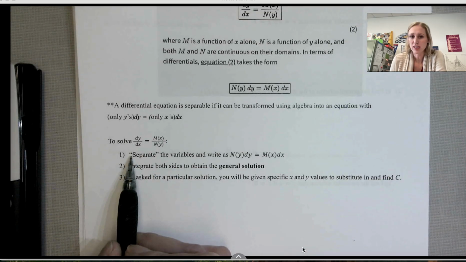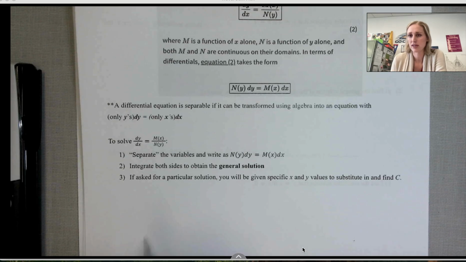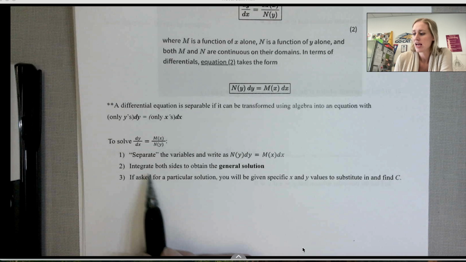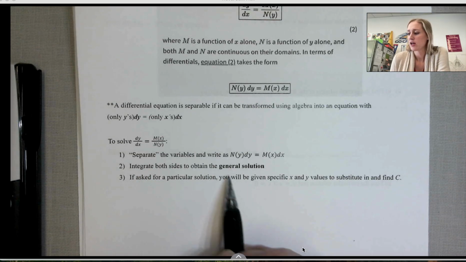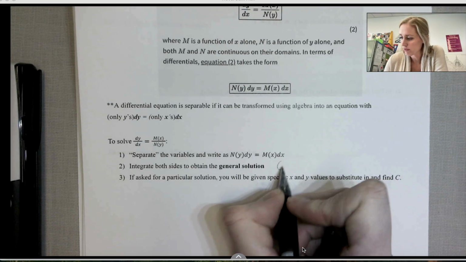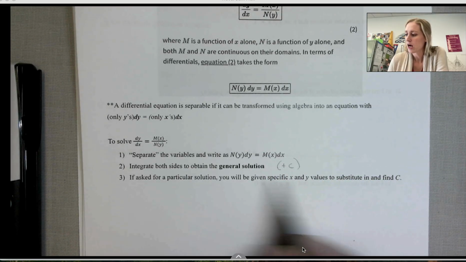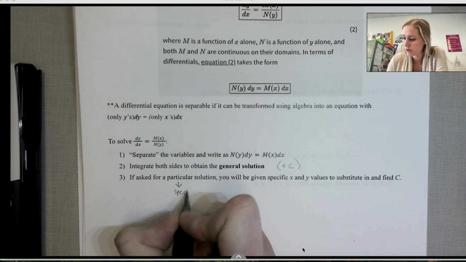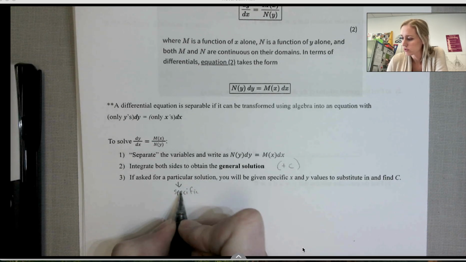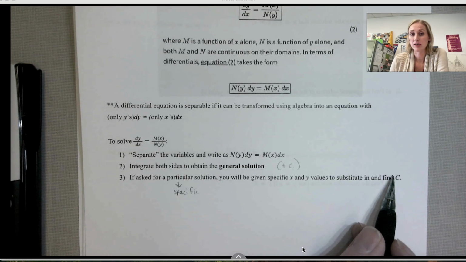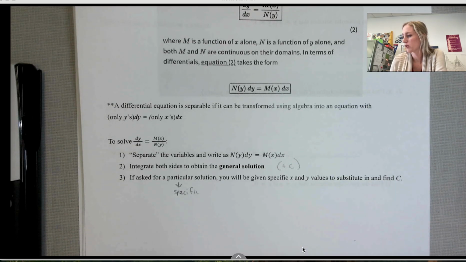Our step one is to separate. Again, that method is separating the variables, so putting the y's with dy, x's with dx, and then we're going to integrate both sides. Our solution is going to be called a general solution. This one is always going to involve a plus c. And then we can also be asked to find a particular, or you might hear the word specific, same thing, specific solution. That will give us an x and y to substitute and to find our c. Okay, so let's do an example here.